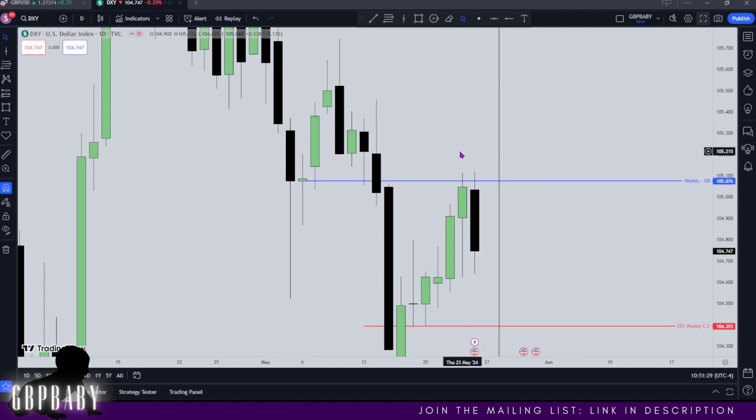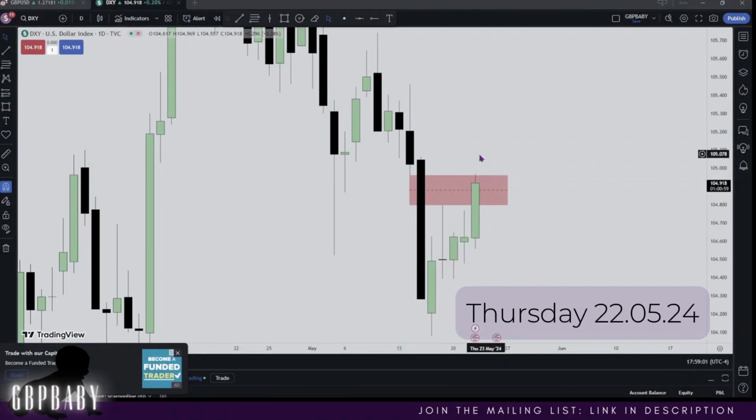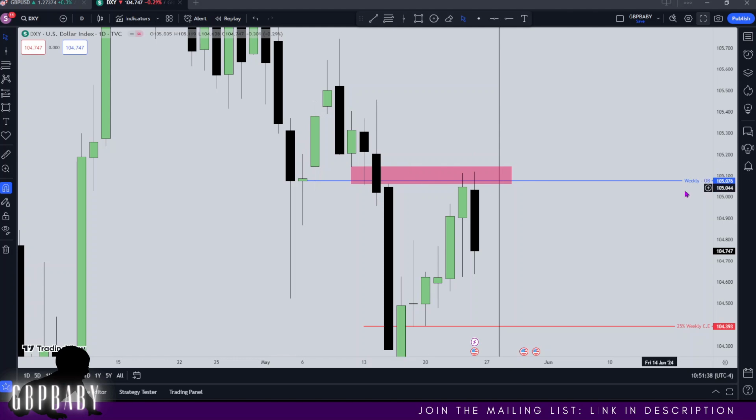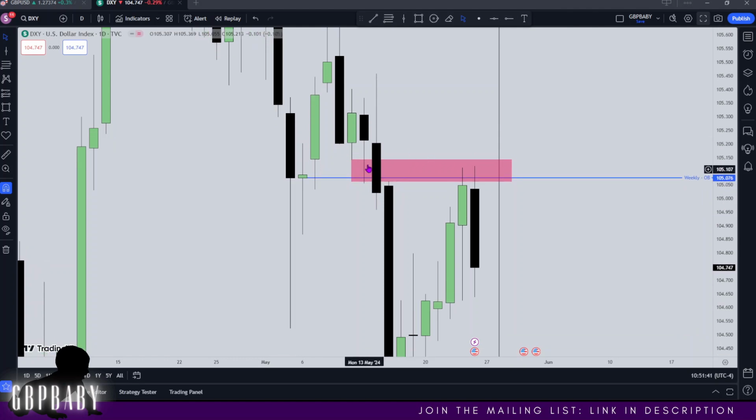Another thing I want to talk about is this implied fair value gap. If you watch my videos this week, you'll remember me calling this out. If we are to trade on higher and we are to go to the next level of premium, it would be this implied fair value gap up here. Being able to identify these is quite difficult because it takes time to understand what a fair value gap is.